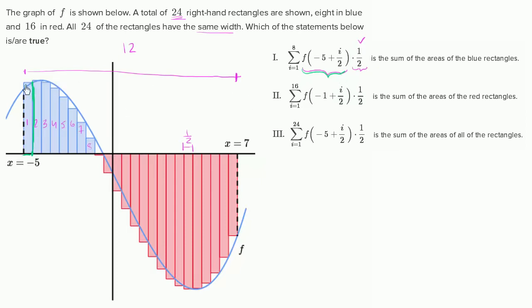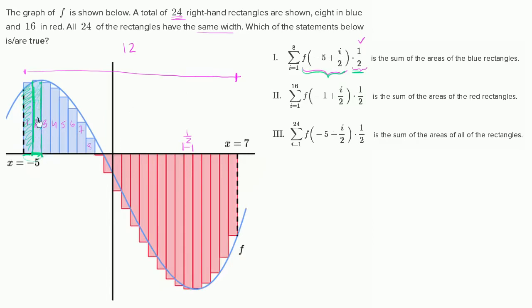When i is equal to 1, we're definitely finding this area right over here. When i is equal to 2, it's going to be -5 plus 2 over 2. So 2 over 2 is we're going to add 1. We're going to go over here. And so once again, we're doing 1/2, which is this right over here. That's the width, times f of -5 plus 2 over 2, which is f of -4, which is this height right over here.